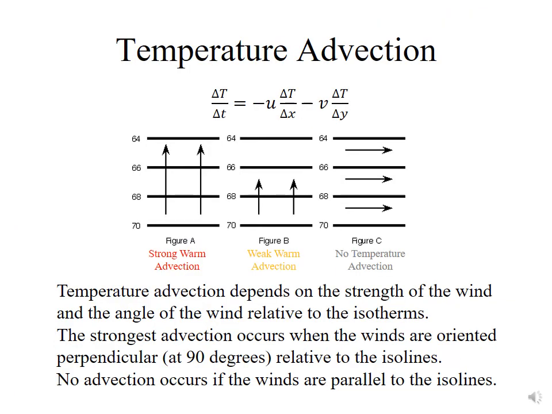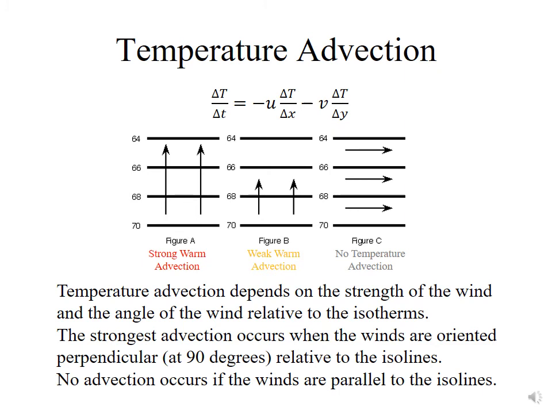Temperature advection here, we are referring to the horizontal advection of temperature. So temperature advection is defined as delta T over delta time. And mathematically, it's equal to minus U, which is the east-west component of the wind, times delta T over delta X, which is the temperature gradient in the east-west direction, minus V, which is the wind velocity in the north-south direction, times the temperature gradient in the north-south direction, delta T over delta Y.